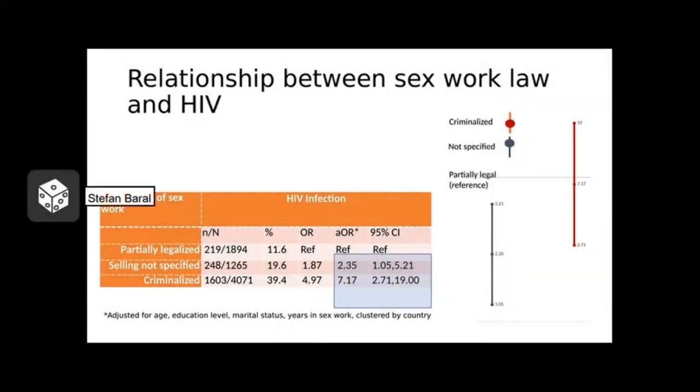Now, what's so interesting in terms of a big picture piece here is this really clear relationship between sex work laws and HIV. That is to say that in places where sex work is partially legalized, we use this as a reference point, where selling sex is not specified legally, there was about 2.35 times adjusted odds, adjusted for age and education level, marital status, years in sex work, and again, clustering by country, for living with HIV. And in criminalized settings, that was nearly 7 times, or I should say over 7 times more likely, or increased odds of living with HIV in these settings after adjustment for other individual level issues.